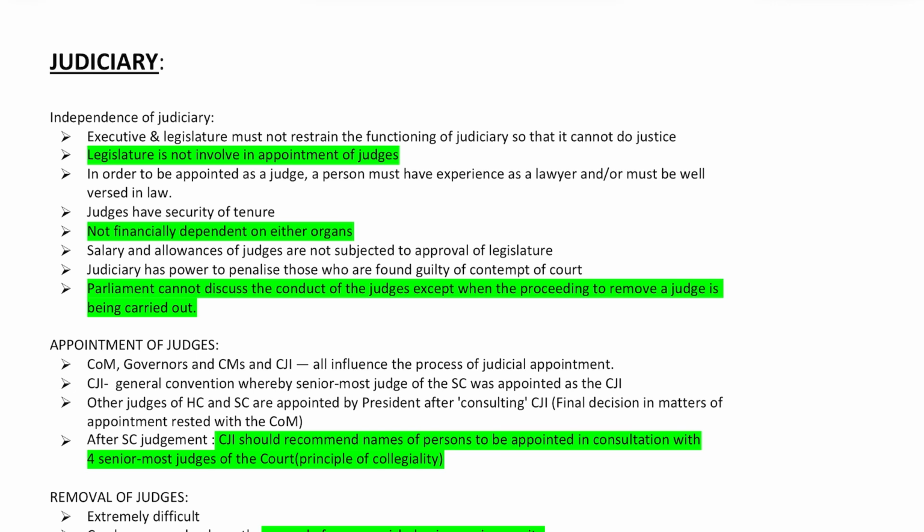The executive and legislature must not restrain the function of the judiciary so that it cannot do justice. The legislature is not involved in the appointment of the judges. So they basically follow the collegium system. So the appointments are totally independent of the legislature.